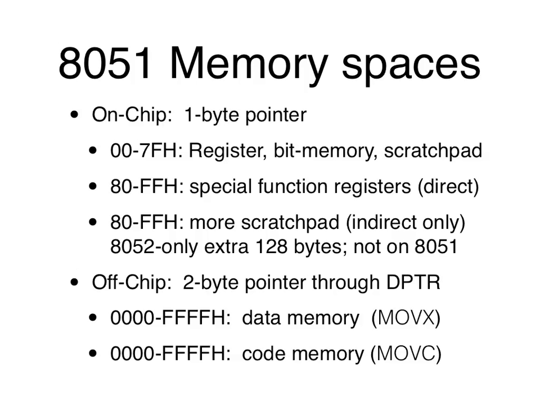Okay, so 8052 actually has extra 128 bytes of on-chip memory that use the same addresses as the special function registers, namely 80 through FF, but they are totally separate in the sense that if you use direct addressing, then you get to the special function registers. If you use indirect addressing, then you get to more data space.